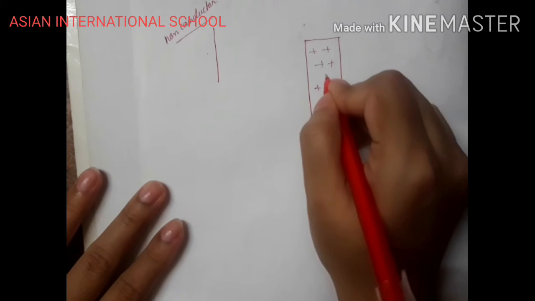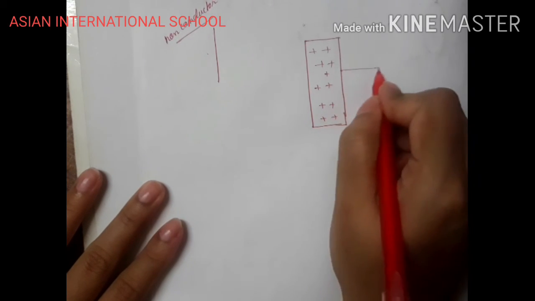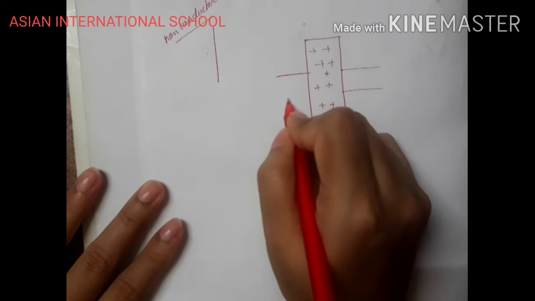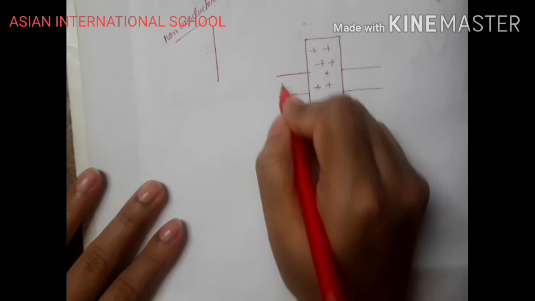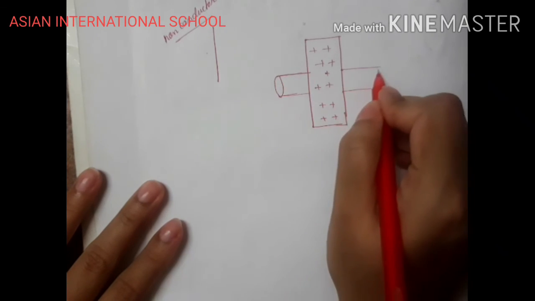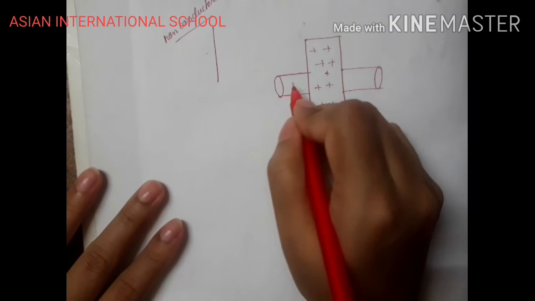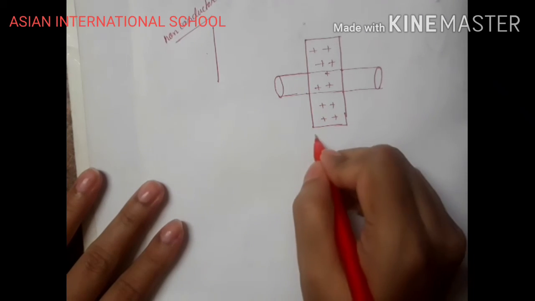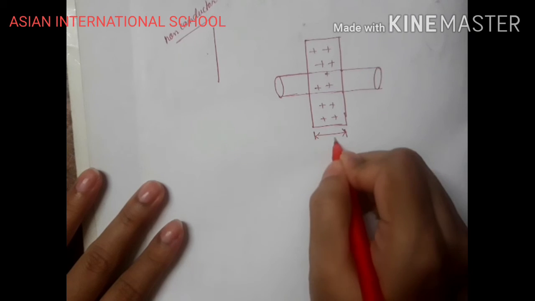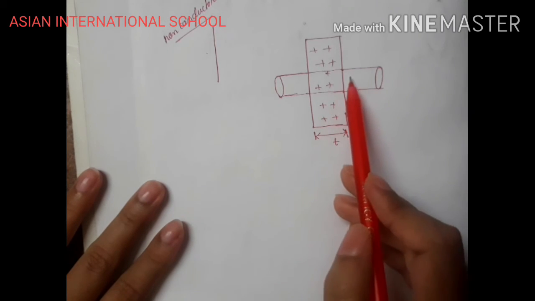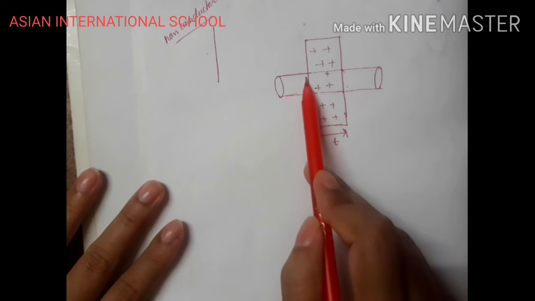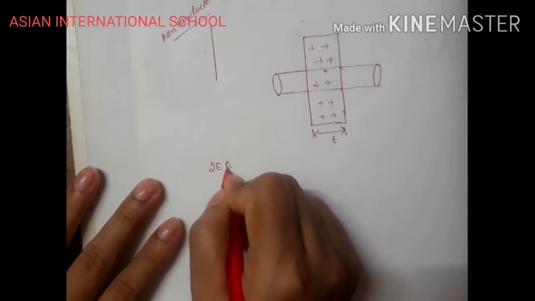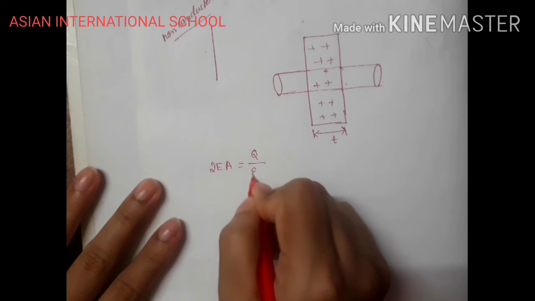I need to calculate electric field outside. Again I will take a Gaussian surface, this is also known as a pill box. It looks like a pill box which is being inserted through the thickness. The thickness is T, right? So electric field will be for this surface as well as for this surface. So just like the previous one, 2EA equals Q by epsilon naught.